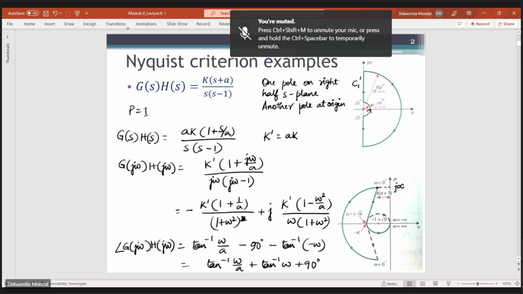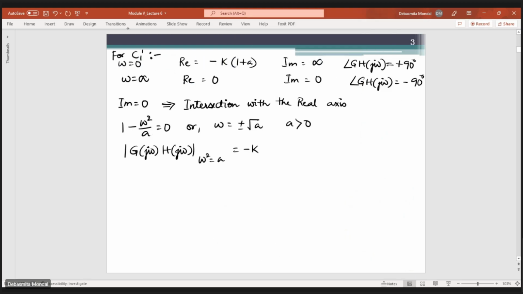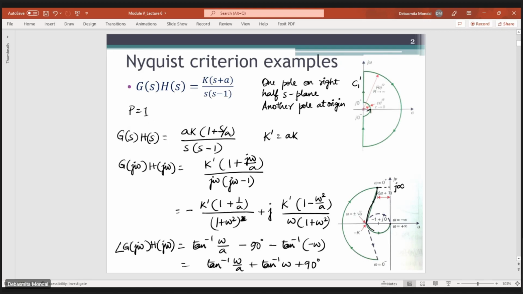For omega equals plus infinity, you see that the real part is equal to 0 and the imaginary part is equal to 0, meaning that the plot will end at the origin with the phase angle being minus 90 degrees. So the curve will be sort of parallel to the minus 90 degree axis. This is my minus 90 degree axis. It will start from here, move till here, then follow up the curve and end at this point. So this is the part which corresponds to the C1 dashed portion.